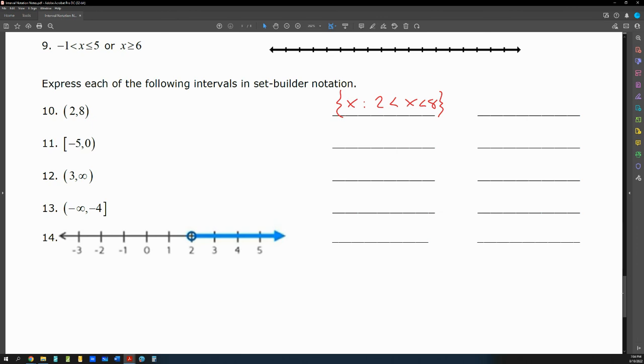For number 11, we have negative 5 and 0, so we have the set of x such that x is between negative 5 and 0. And now I have to check, do I want to include either of those? I do want to include the negative 5, so I'm going to put a "or equal to." All right. One more time, go ahead and pause the video, try numbers 12, 13, and 14, and then unpause to check your work.